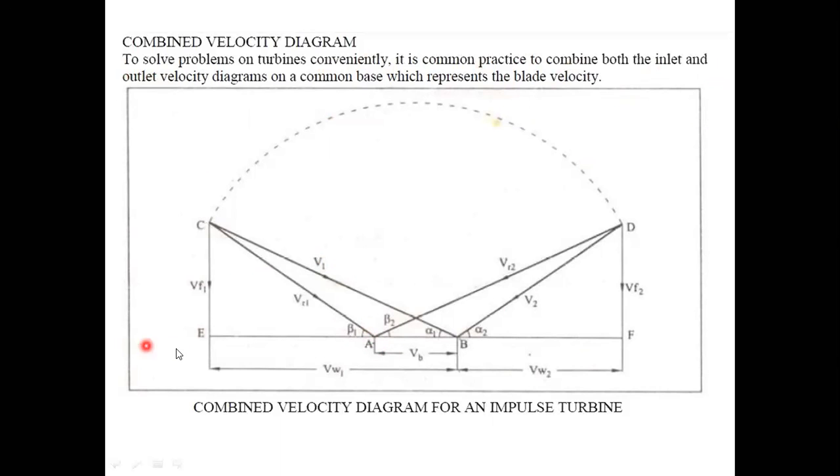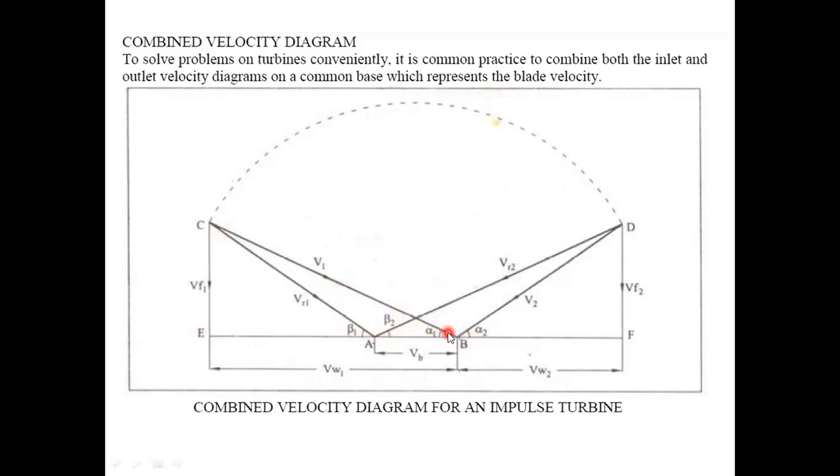See, first we draw this horizontal line. Mark A and B using a suitable scale. That is called blade velocity. AB is the blade velocity. Now mark the alpha 1 angle and take a suitable scale. That scale we have taken. Mark point C.